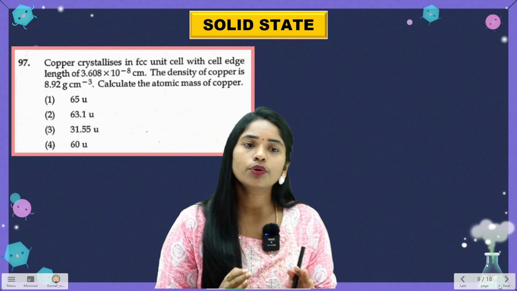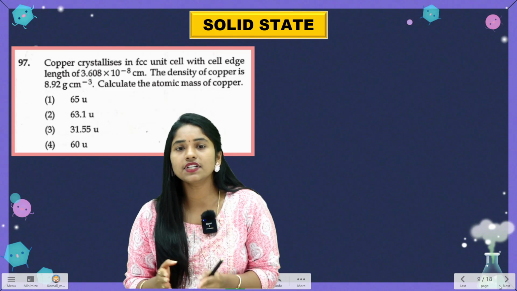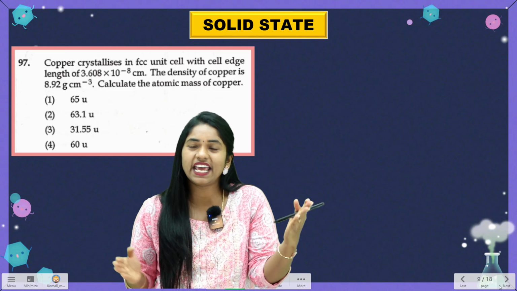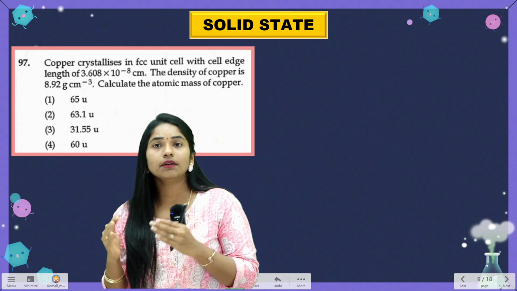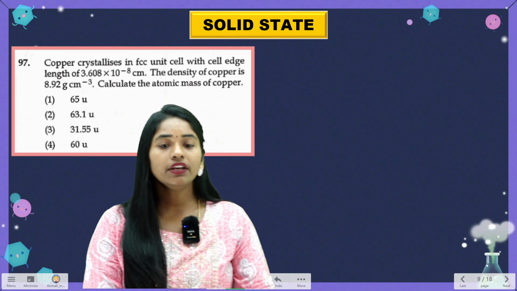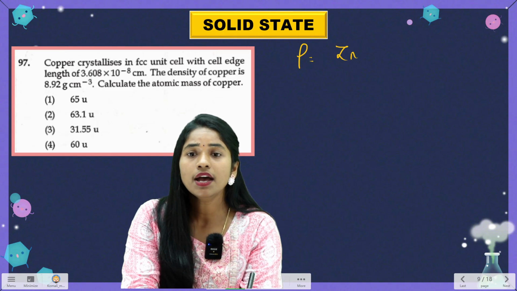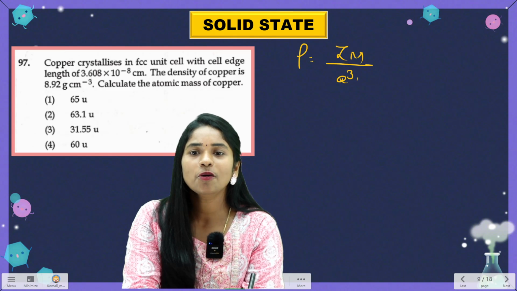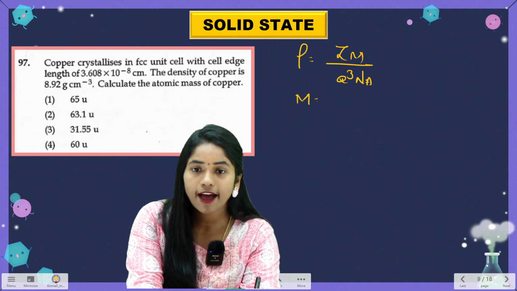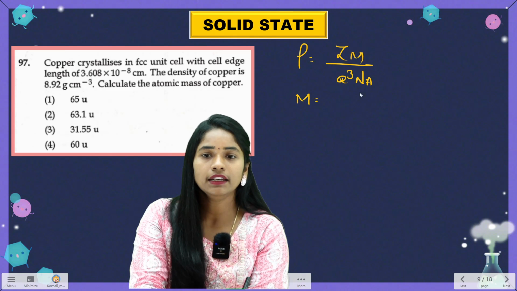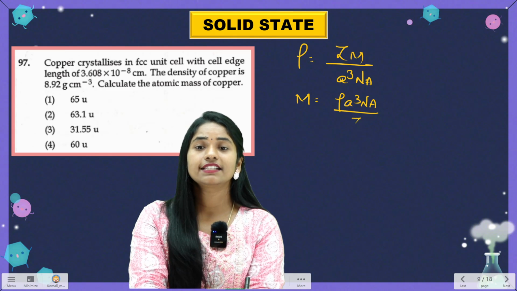What are the 2 questions from solid state? Copper crystallizes in an FCC unit cell with edge length a given and density given, and they are asking for the copper atomic mass. So how can we calculate it? Can you tell me the formula? Rho is equal to Z M by a cube Na is the formula. Now what we have to find is the molar mass. Then M is equal to rho into a cube Na by Z.